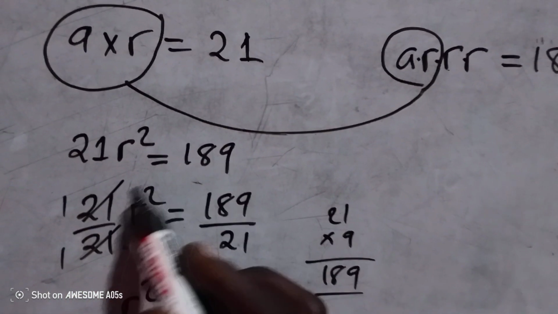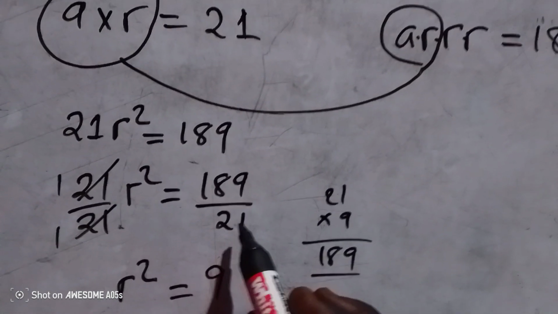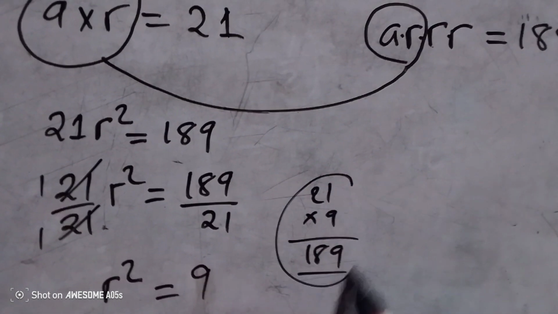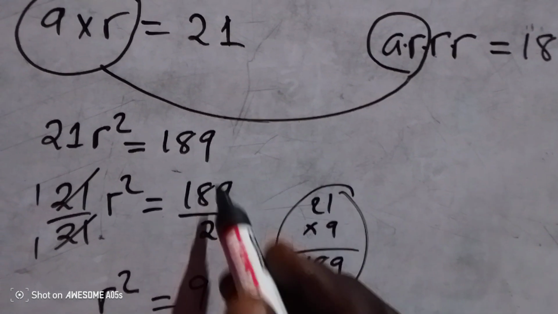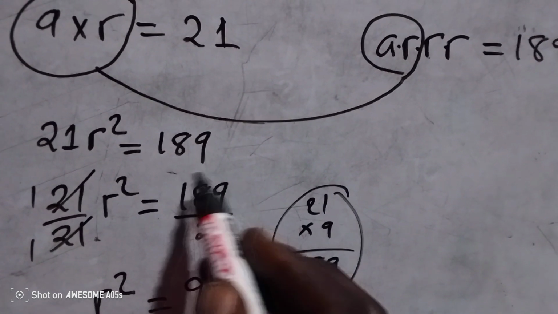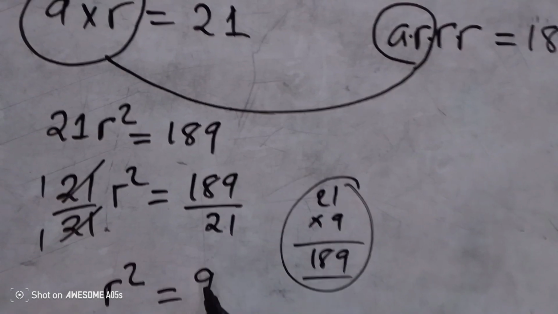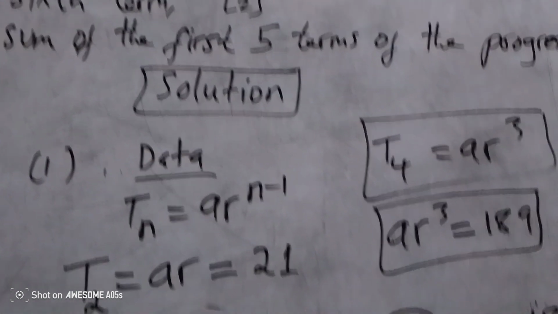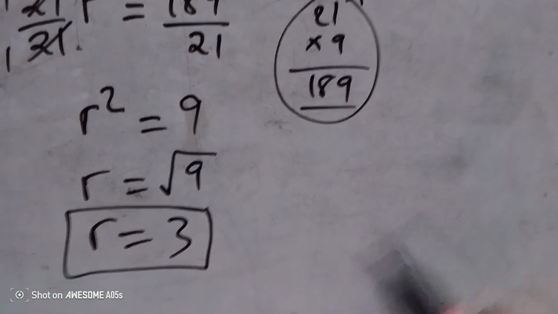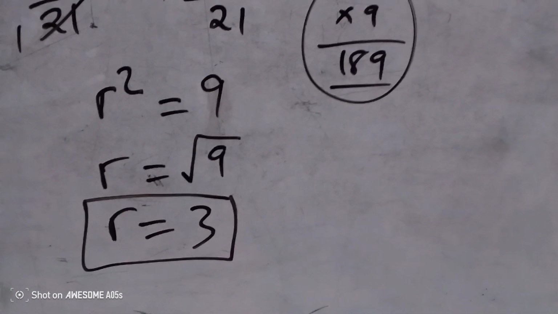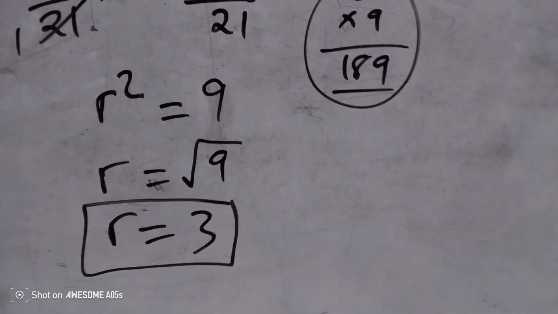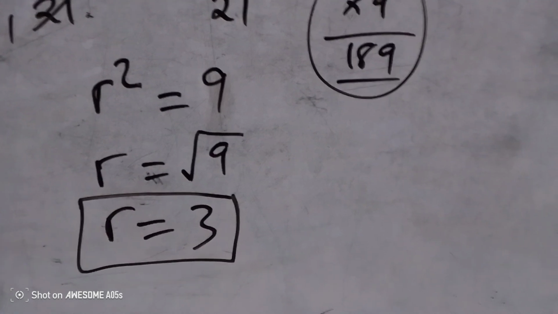So after dividing, we remain with r squared. Then on this side, we worked out that if we multiply 21 by 9 it will give us the top, meaning 21 can go into 189 nine times. From there, we noticed our progression was in a positive way. We know that after finding a square root of a number, we expect positive and negative. But in this case, we are going to get the positive value because our progression is in a positive way.